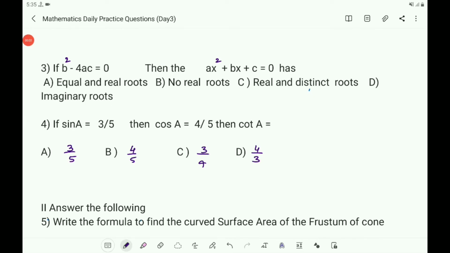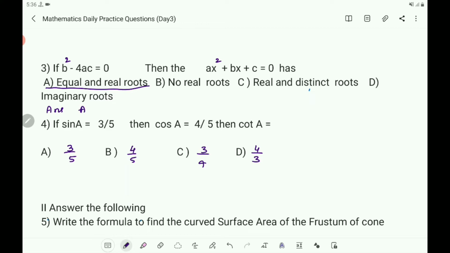Now you take the third question. If b square minus 4ac equals 0, then ax square plus bx plus c equals 0 has. Four options are equal and real roots, no real roots, real and distinct roots, imaginary roots. Here it is given that b square minus 4ac equals 0. So then what is the nature of the roots of the quadratic equation ax square plus bx plus c equals 0? You know that here the discriminant b square minus 4ac is equal to 0, then the roots are equal and they are real. So option A is the answer and you write the answer.